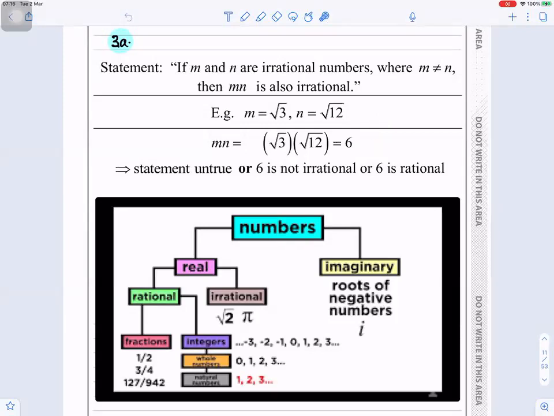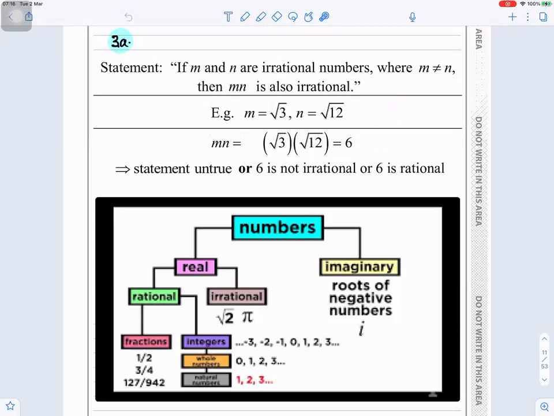And you can say the statement is untrue because 6 is not irrational. 6 is rational. So you've given one example of where it is not correct. You use one irrational number and another irrational, multiply them to get a rational number.